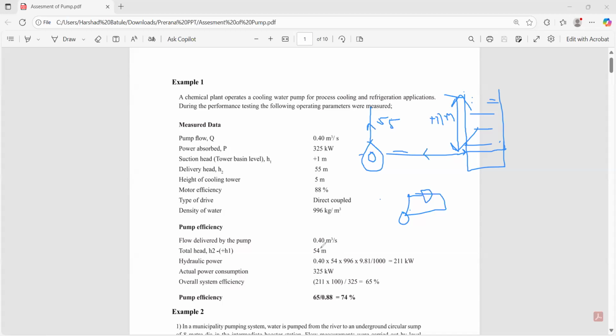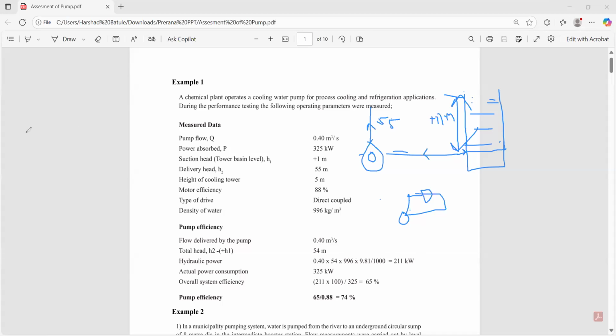So the flow is given, the head is calculated as H2 minus H1. For hydraulic power, 0.40 means you have to take the flow in meter cube per second. Generally, flow is always given in meter cube per hour, so you have to divide it by 3600, which converts hour to second. So 0.40 is directly given, 54 we have calculated, 996 is the density of water, into rho Q G H, where G is the acceleration due to gravity, divided by 1000. So your hydraulic power is 211 kilowatt.